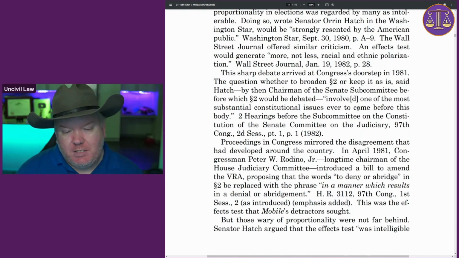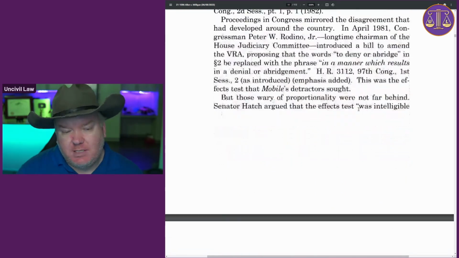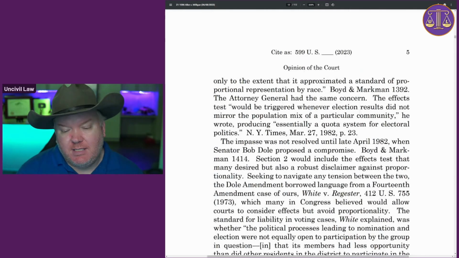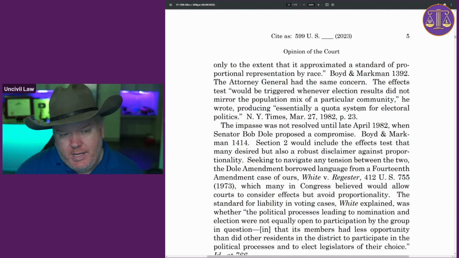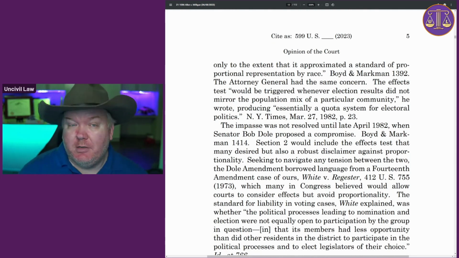But the concerns about proportionality were not far behind. Senator Hatch argued the effects test was intelligible only to the extent it approximated a standard of proportional representation by race. The Attorney General had the same concern. The effects test would be triggered whenever election results did not mirror the population, he wrote, essentially a quota system. The impasse was not resolved until late 82, which is pretty fast for Congress, to be quite honest, but okay.